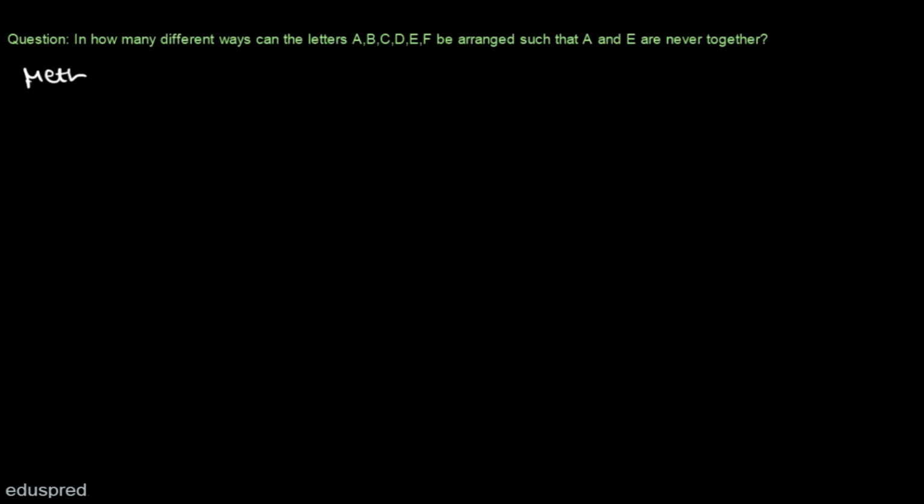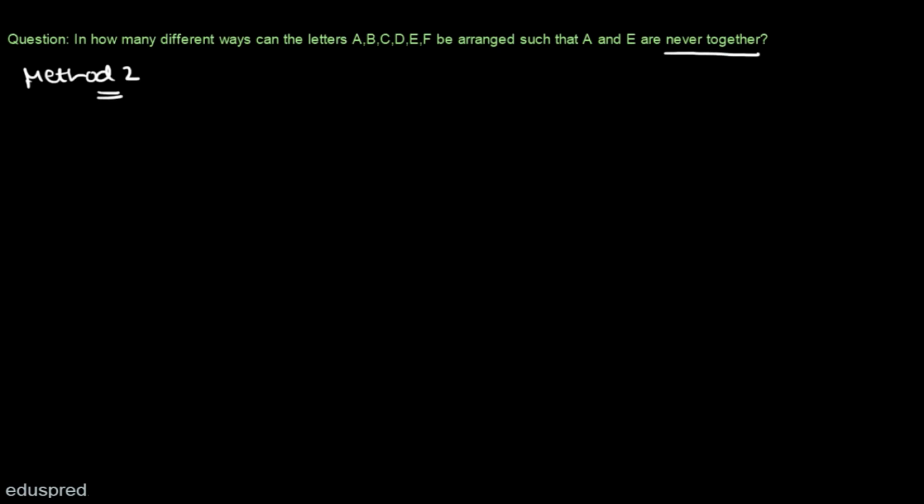Method number 2. See, we want that A and E should not be together. So if we don't want A and E to be together, there are many possible cases that we can have. For example, we could have A at the first place, E at the 5th place, or we can have A at the 2nd place, E at the 6th place. So there are many possible cases, and it is not possible that we create each case separately and then solve for it because there will be many cases and there is a high possibility that you end up skipping some particular case. So let me tell you a shortcut approach to take into account all the possible cases that we can have.